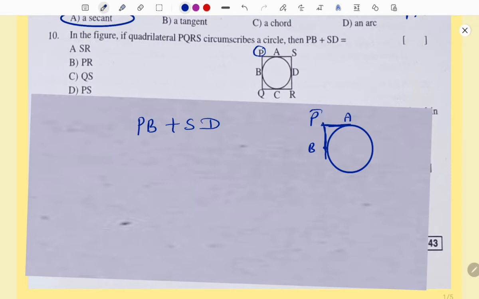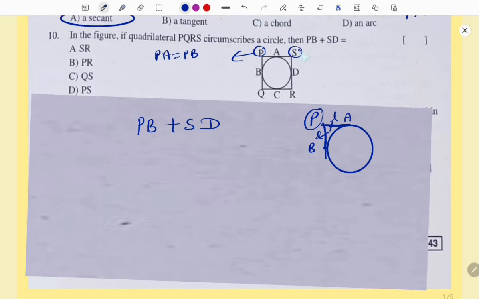Because from an external point, the lengths of the tangents are equal. So these two are equal, yes or no? And PA is equal to PB. From P, you can conclude that PA is equal to PB.